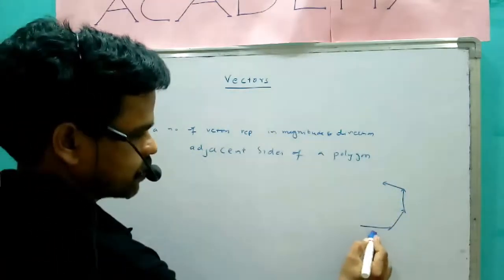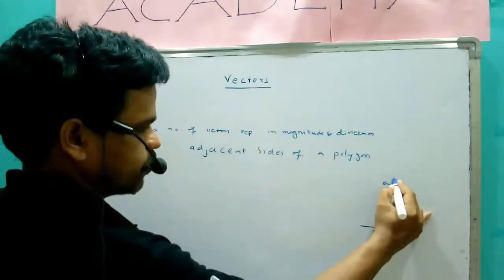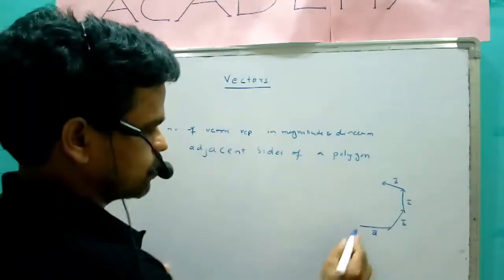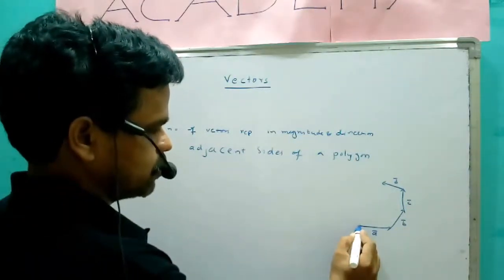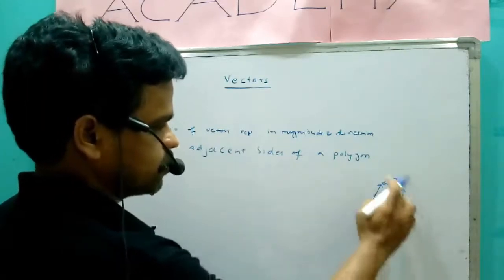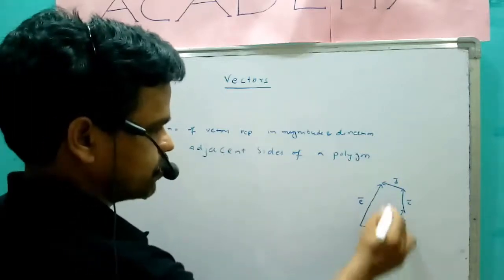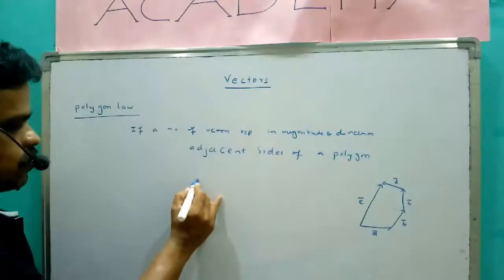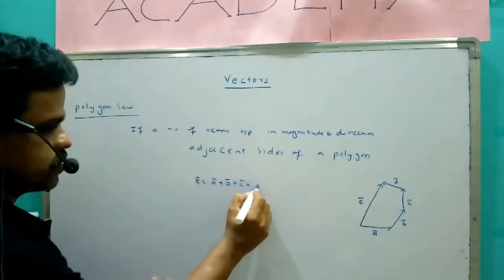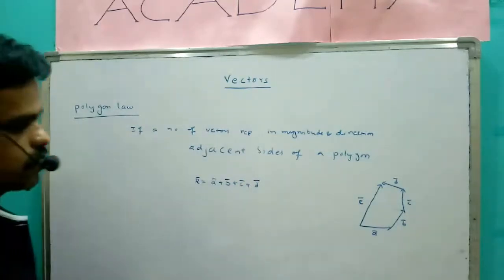For example, this is vector A, this is vector B, this is vector C, this is vector D. If you want to close this polygon, one more side is required. This side is the resultant of these vectors. That means this is the resultant vector, R equal to A plus B plus C plus D. This is the polygon law. It is the same as the triangular law.